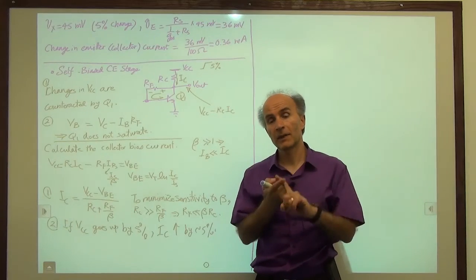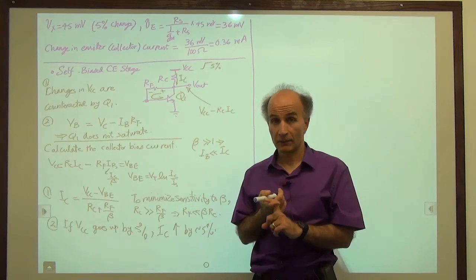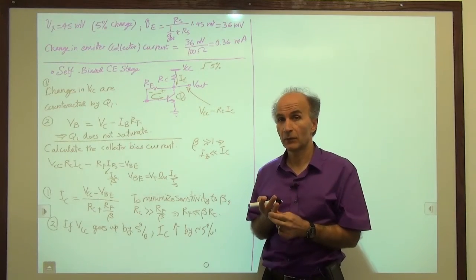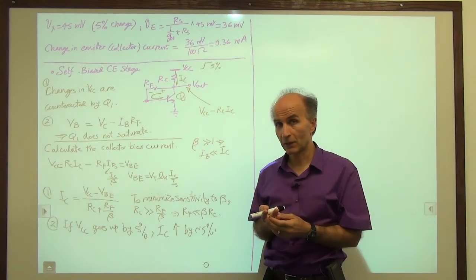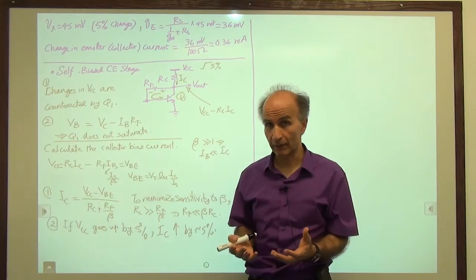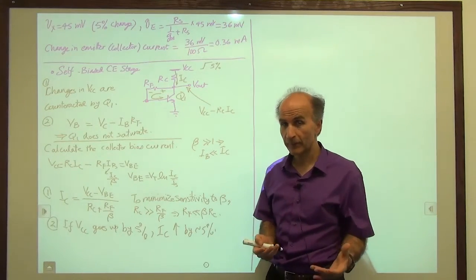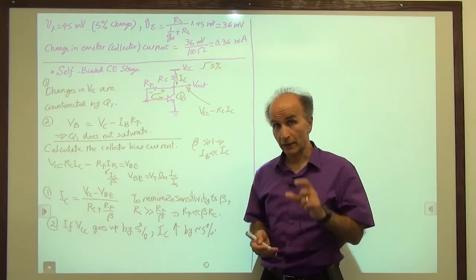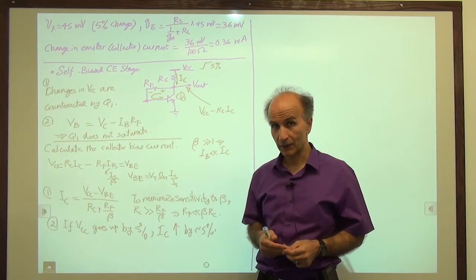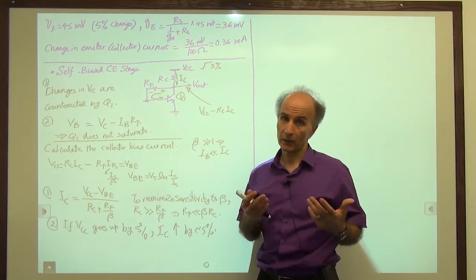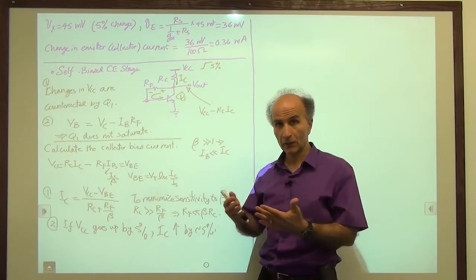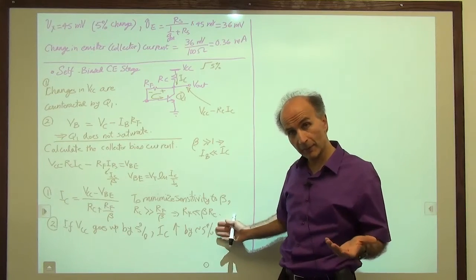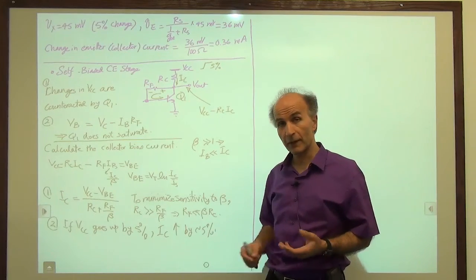In the first common emitter stage, with resistive divider to connect the base, we saw that when the base voltage goes up by 5%, the current goes up by a factor of 4.65, 465%. In the second case, with emitter degeneration and the 100 millivolt drop across the emitter resistor, we saw that when the supply goes up by 5%, the current goes up by 36%. Now here, when the supply goes up by 5%, the current goes up by 5%.